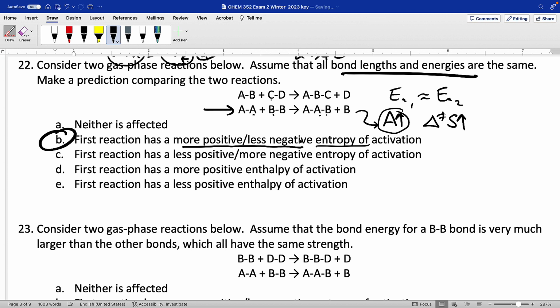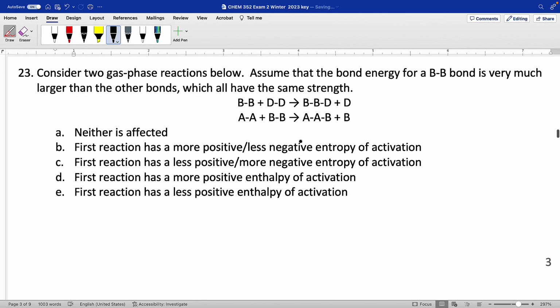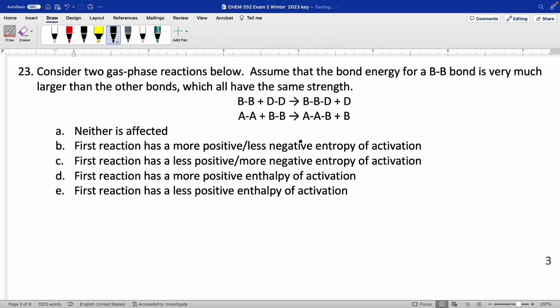This is the reverse case. So here, if we look, these are both symmetric sticks, right? We have BB and DD and AA and BB. So we expect that A1 be approximately equal to A2 for the two reactions.